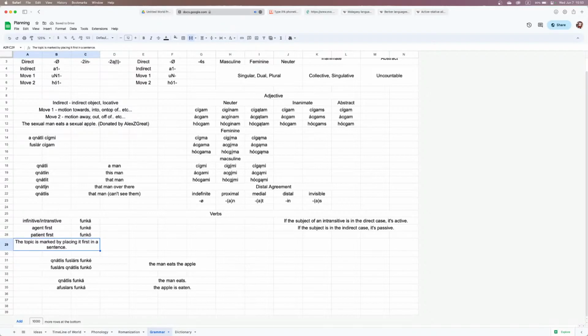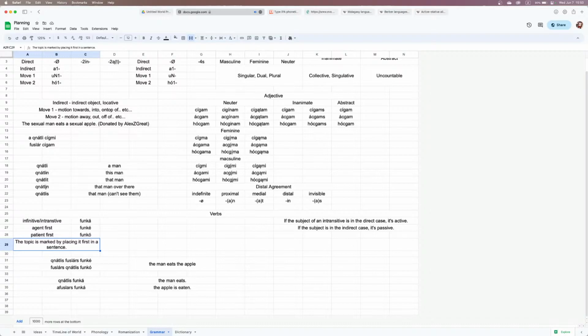So that is a basic thing of the verbs to show which noun is the subject and which is the object, and for marking the subject of a sentence.